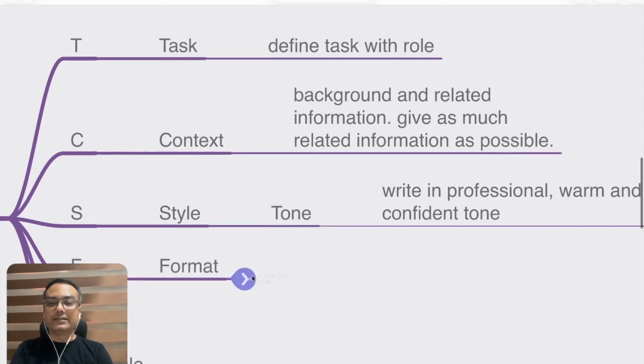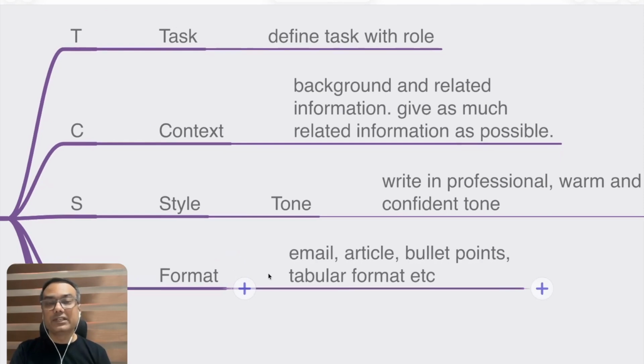F is for format. What format are you expecting for the response? Whether you want an email, an article, just bullet points, a tabular format, step by step instructions, or a guide. This is very powerful because you need not do anything extra. You just tell the AI what format your client or stakeholder needs, and it will generate it. Based on the context, it understands what exactly needs to be done, and based on the format, it understands the right format for this particular scenario.